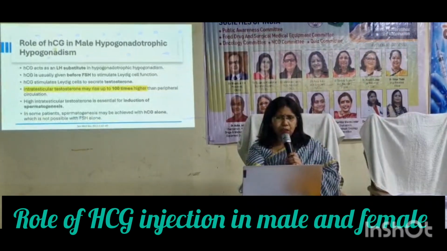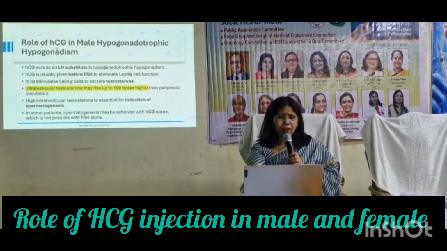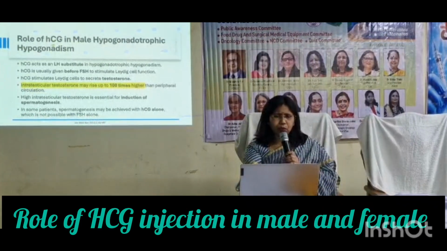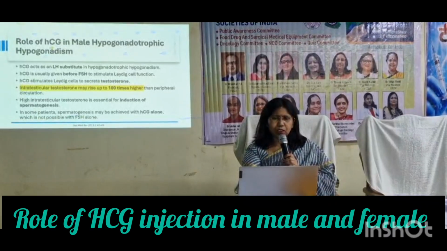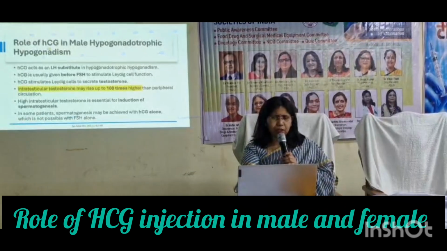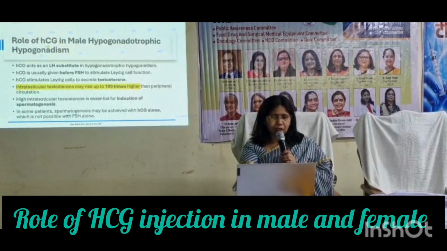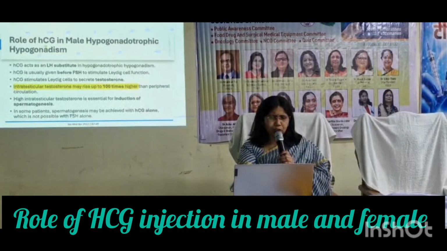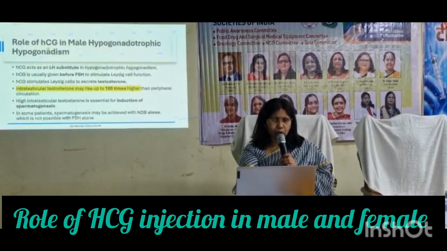Role of HCG in male hypogonadotropic hypogonadism. HCG acts as the LH substitute in hypogonadotropic hypogonadism. HCG is usually given before FSH to stimulate Leydig cell function. HCG stimulates Leydig cells to secrete testosterone. Intratesticular testosterone may rise up to 100 times higher than in peripheral circulation. High intratesticular testosterone is essential for induction of spermatogenesis. In some patients, spermatogenesis may be achieved with HCG alone, which is not possible with FSH alone.